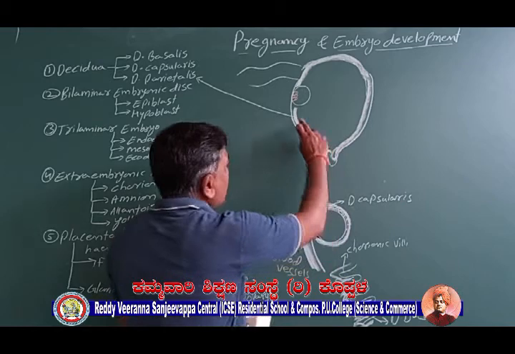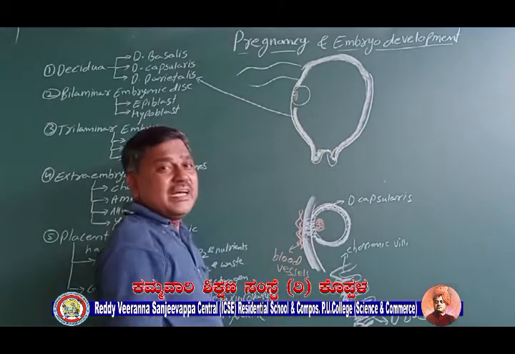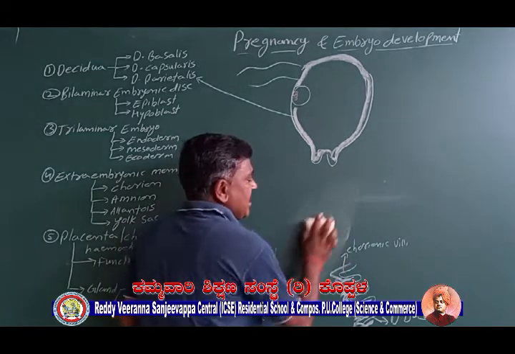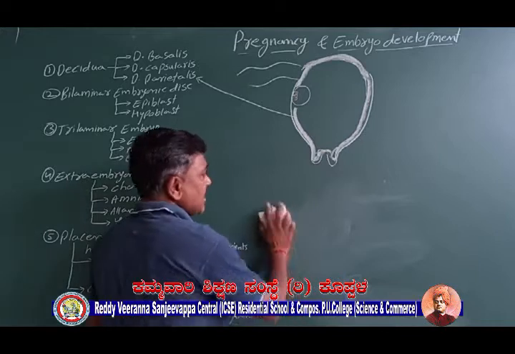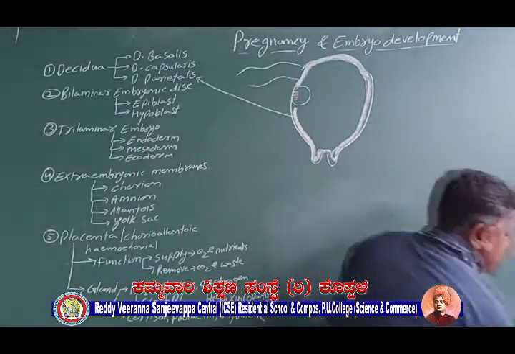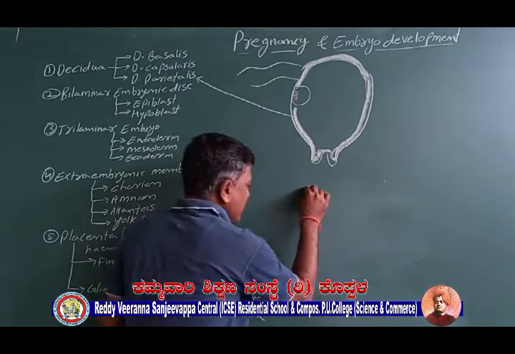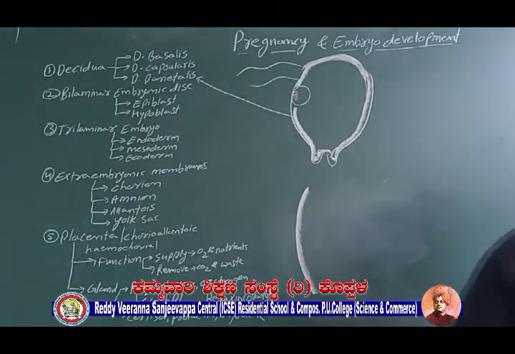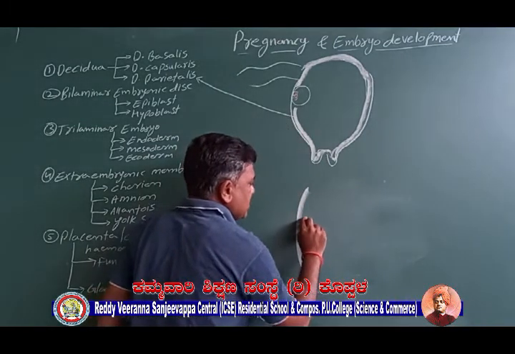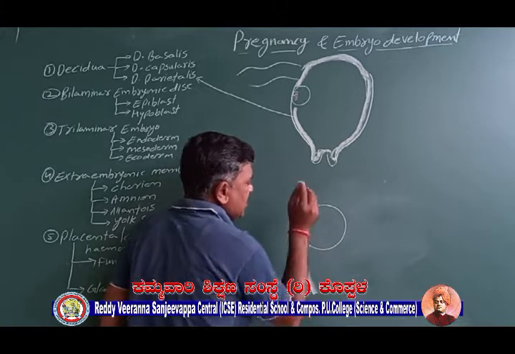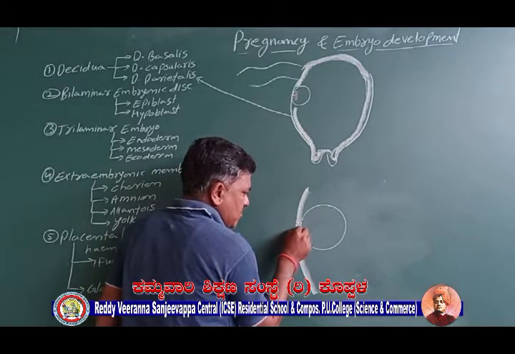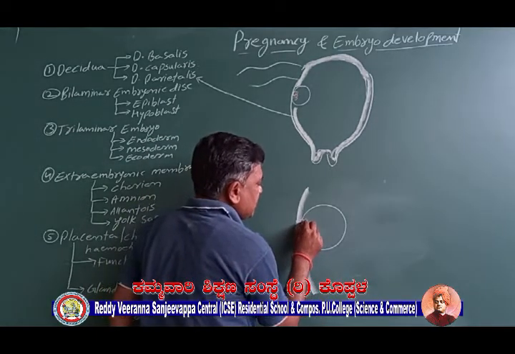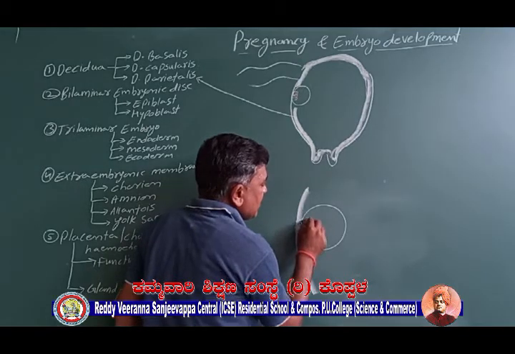Next point, it is nothing but bilaminar embryo. That means we have studied whatever the changes which are occurring on the external side. Now, what are the changes which are occurring inside the blastocyst? Now, this is the endometrium. Here there is the presence of trophoblast, that is the outermost layer of the embryo. Okay. Now inside there is a presence of inner cell mass.